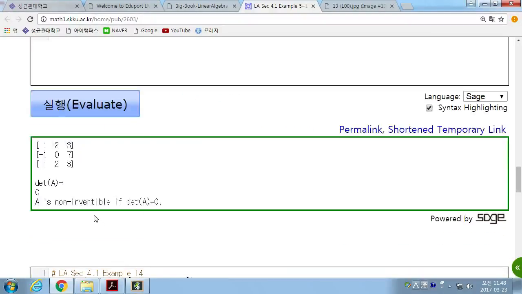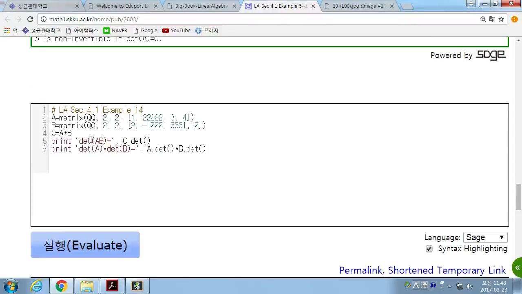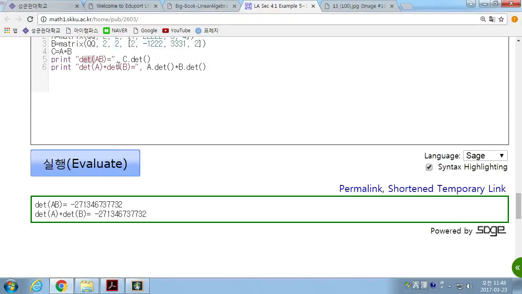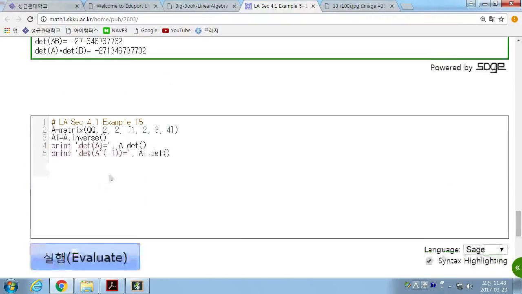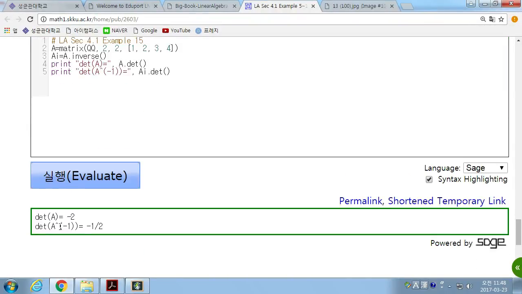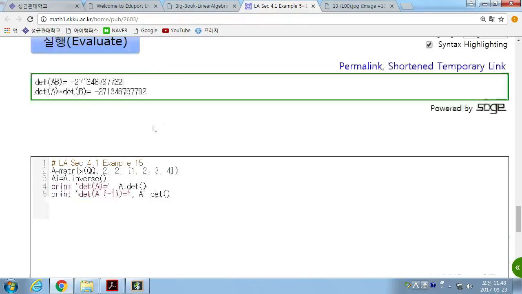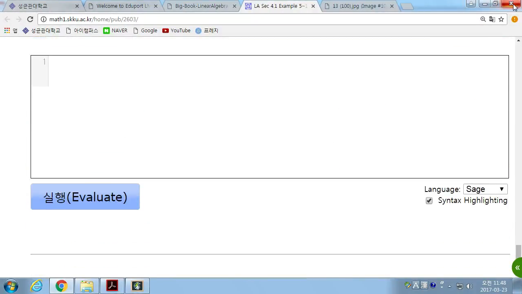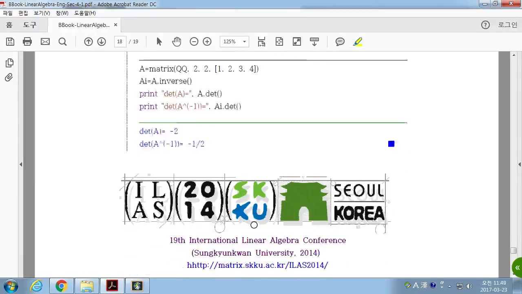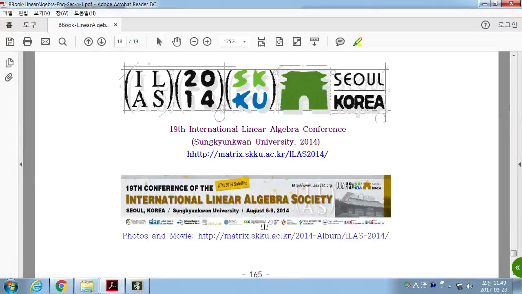Okay, and if you find the determinant of AB and the determinant of A times determinant of B, you will find that they are always the same for any matrix of any size. And if you find the determinant of A and determinant of A inverse, then they will be reciprocals for any arbitrary matrices. If you change the matrix, it will still be the same. Like this. And I think that's the end of section 4.1.